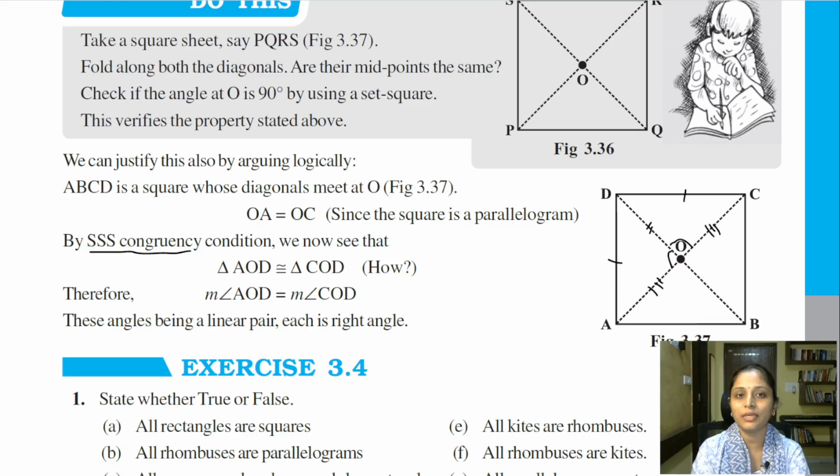And as you have seen throughout the entire chapter, whatever proofs we have done, we have been using congruency of triangles, right? So you have different congruency axioms, SSS, SAS, ASA. We have been using these congruencies for our proofs, to prove the different properties of the quadrilateral. So in the next video, we are going to be doing exercise 3.4.